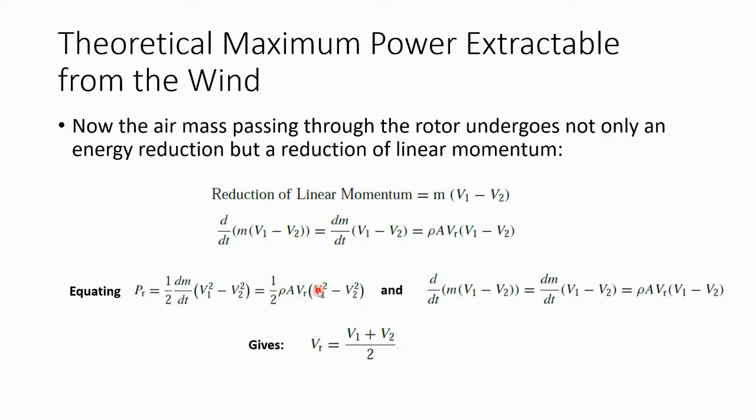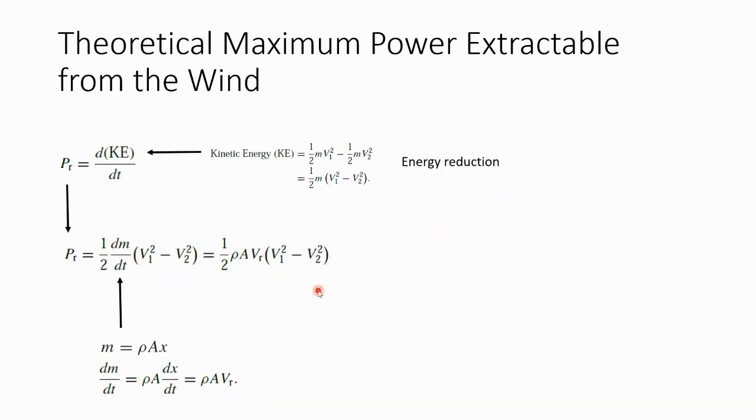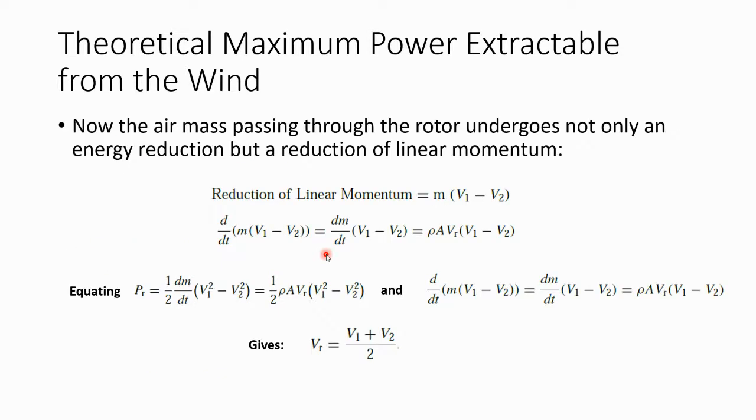Now the mass passing through the rotor undergoes not only an energy reduction but also a reduction in linear momentum. So what we have calculated just now is a reduction in velocity. By using the concept of reduction of velocity, we determine what is the extractable power from the wind turbine. But there's also one more thing that we didn't consider, which is the reduction of the linear momentum. So the reduction of linear momentum is simply mass multiplied by velocity. So the velocity attacking the turbine and the velocity exiting the turbine will give us the reduction of the linear momentum as such. All right.